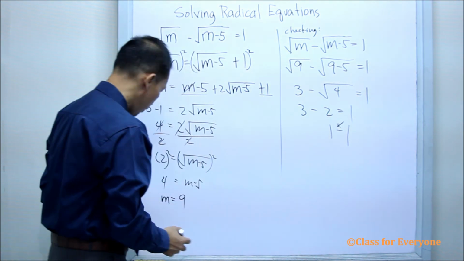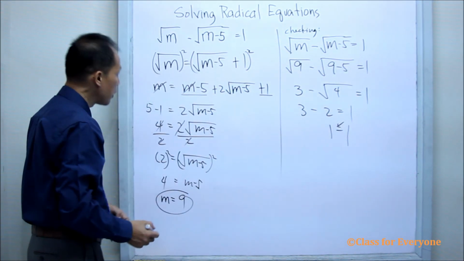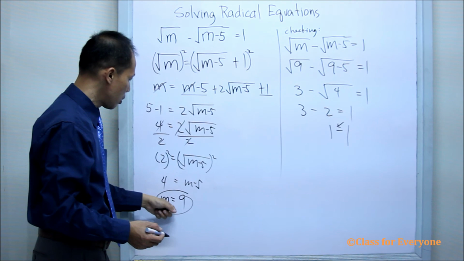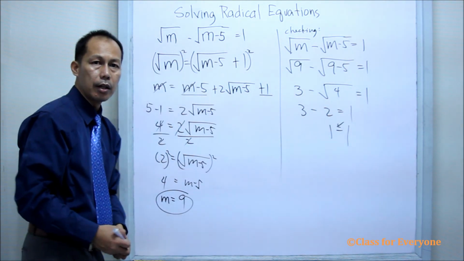So the value of m, which is equal to 9, satisfies the equation, and it is the solution of the radical equation.